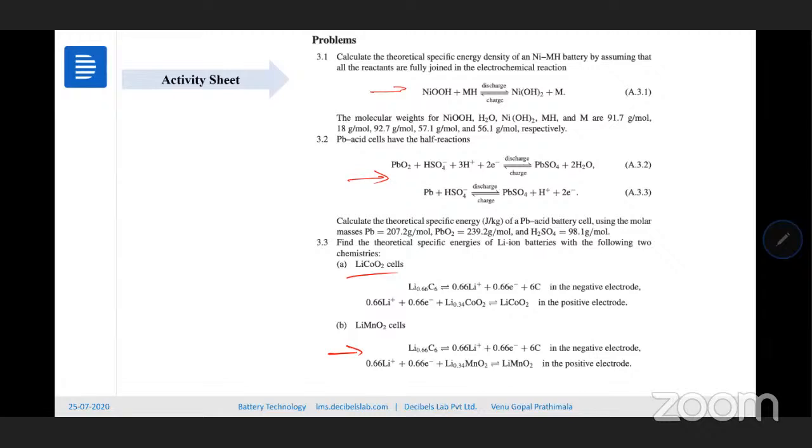Okay, so this will give you an introduction to what we did last week too. If someone couldn't attend last week's session, this session will also help you understand a little bit about those things. I have this activity sheet on my screen. As we will be using some data from this sheet, it will be good to take a screenshot of it and keep it with you, so it will be easy to refer to the equations and the data they have given. Okay, we'll start the session over here.